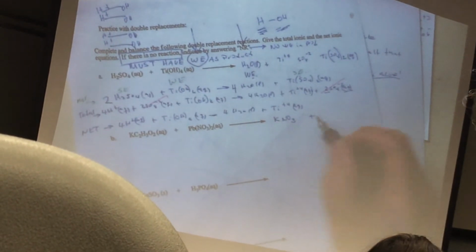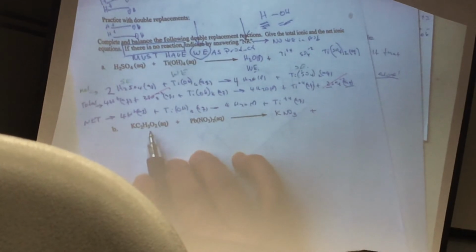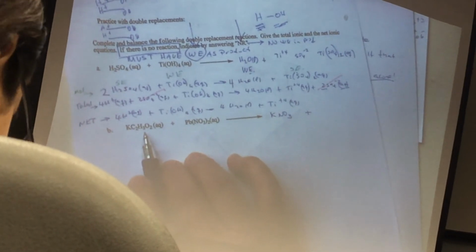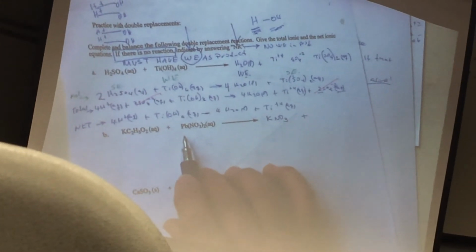What's the other product? Potassium nitrate and lead. And how do I write lead acetate from this particular lead with that particular oxidation number?